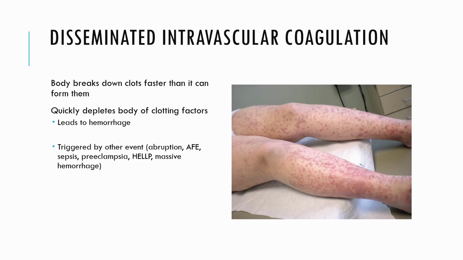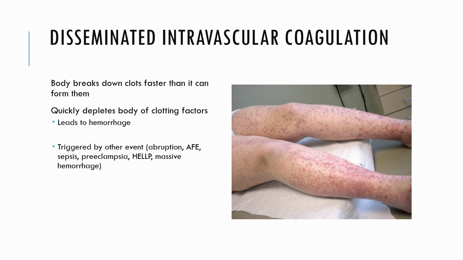And then lastly, what can happen? So if you have an AFE or even if you start hemorrhaging, you can go into disseminated intravascular coagulation, DIC. This is where the body is breaking down clots faster than it can form one. This quickly depletes the body of clotting factors, and you just start hemorrhaging and oozing out of every orifice of your body.